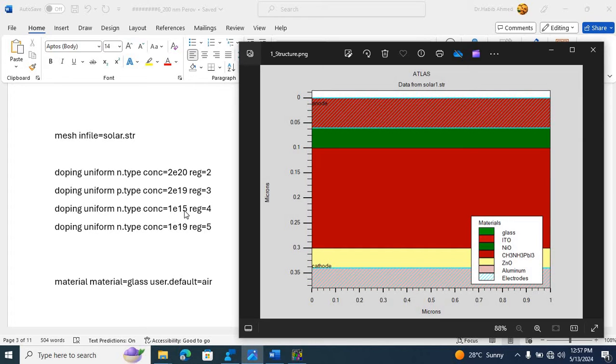Similarly, my doping is 1 × 10^15 for region number 4, which is the perovskite layer, the methyl ammonium lead iodide layer, and it's 1 × 10^19 for region number 5, which is the zinc oxide layer. And I've introduced hole concentration for the nickel oxide layer and electron concentration for the zinc oxide layer.